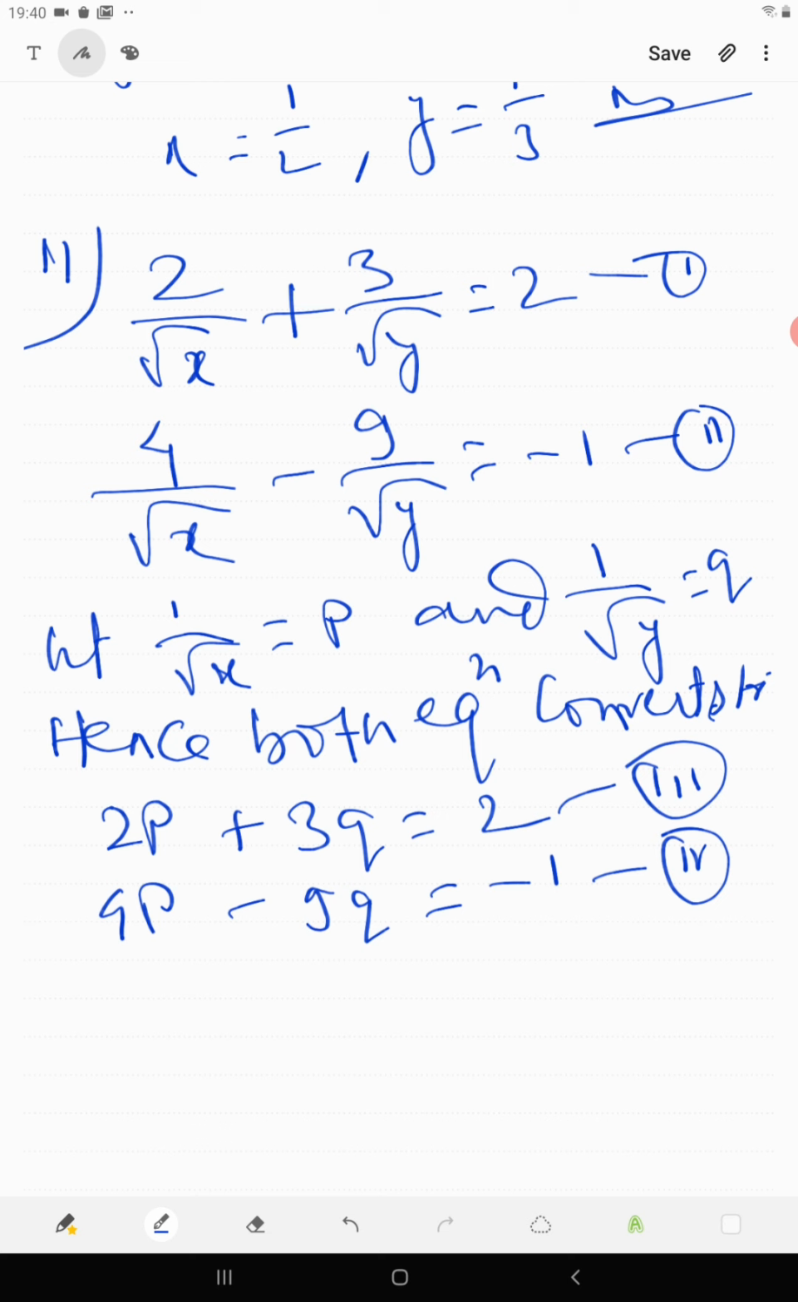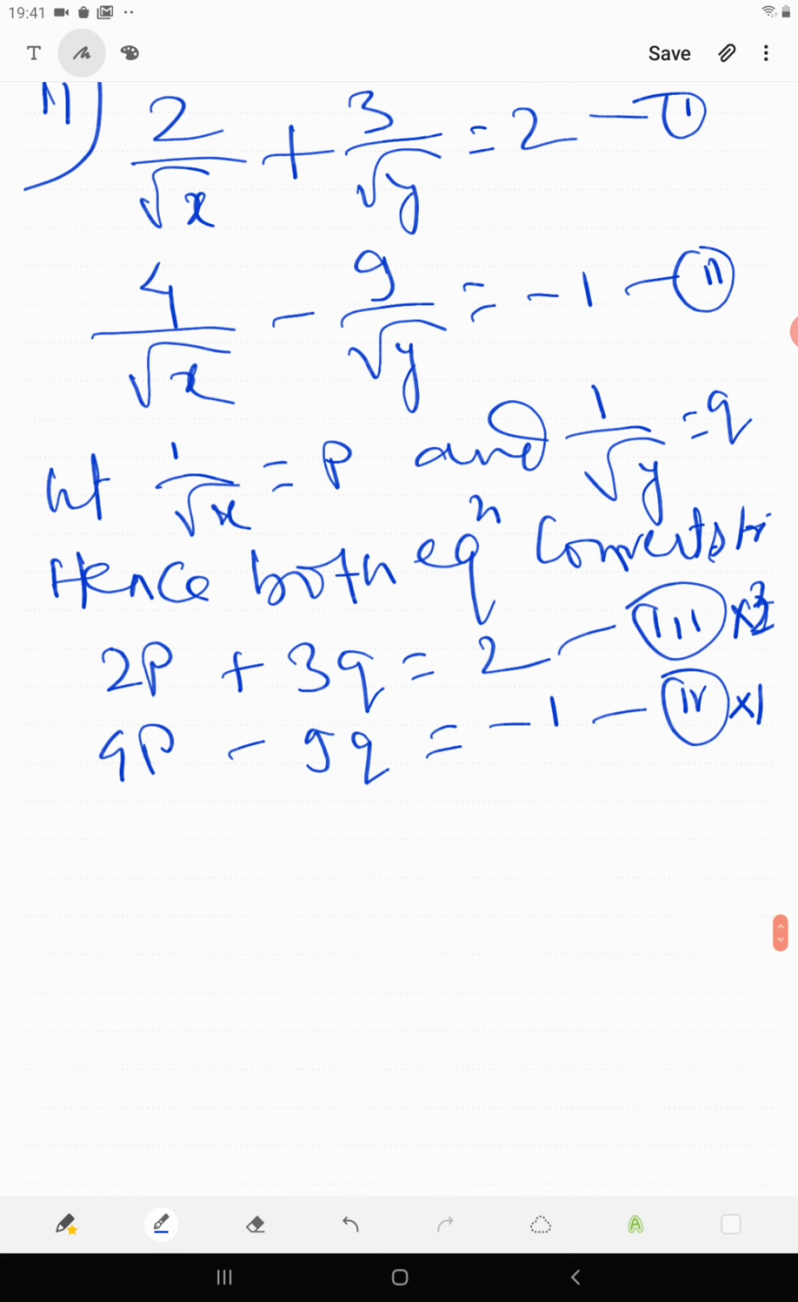Okay. So what I'll do is, this one I'll solve with another method. What I'll do is, I will multiply equation 3 with 3. If you wish, you can solve by any method. There is no such hard and fast rule that only these things you should apply. I'll multiply equation 3 with 3 and equation 4 with 1. So what we will get? This I'm multiplying with 3.